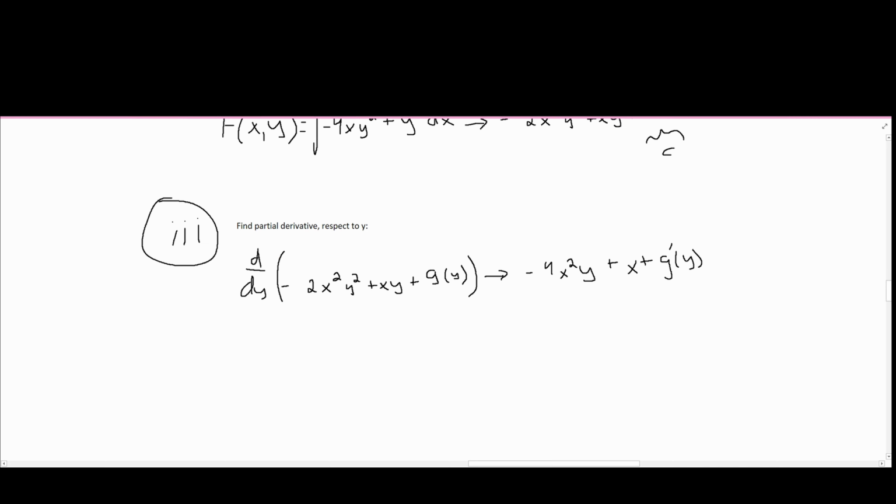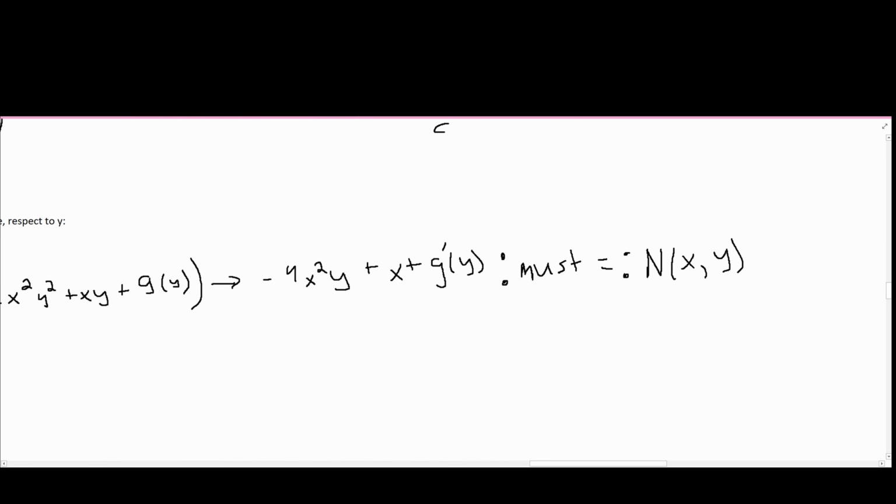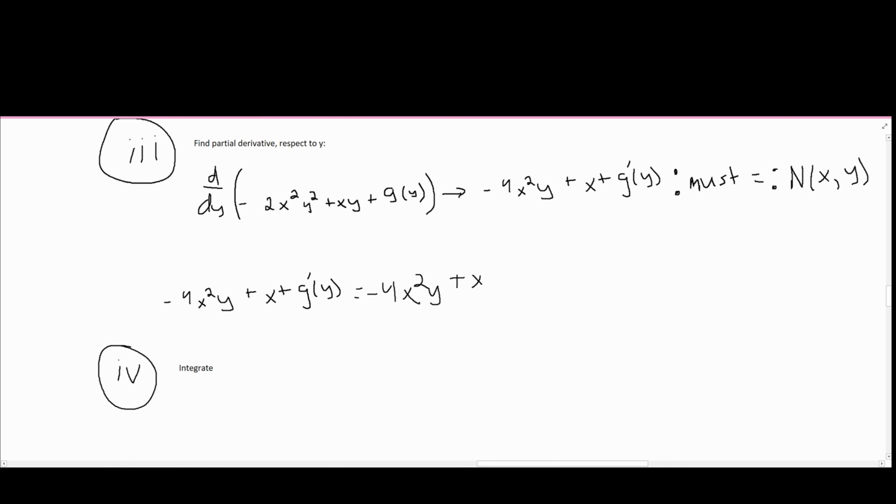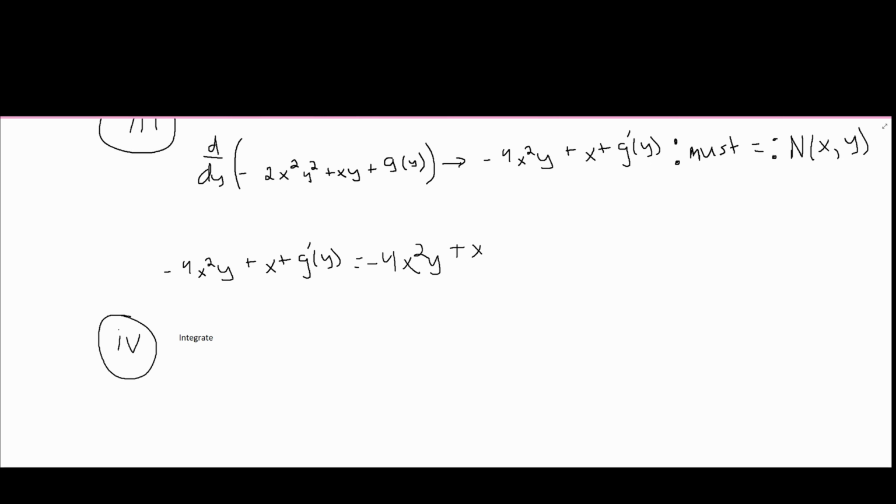So after we take the partial derivative, we get negative 4x squared y plus x plus g prime y. To get g prime by itself, we need to set this equal to N(x, y). Rewriting this, we get negative 4x squared y plus x plus g prime y is equal to negative 4x squared y plus x. So from here, we can cancel out the negative 4x squared y. We can cancel this out. We can also cancel out the x's.